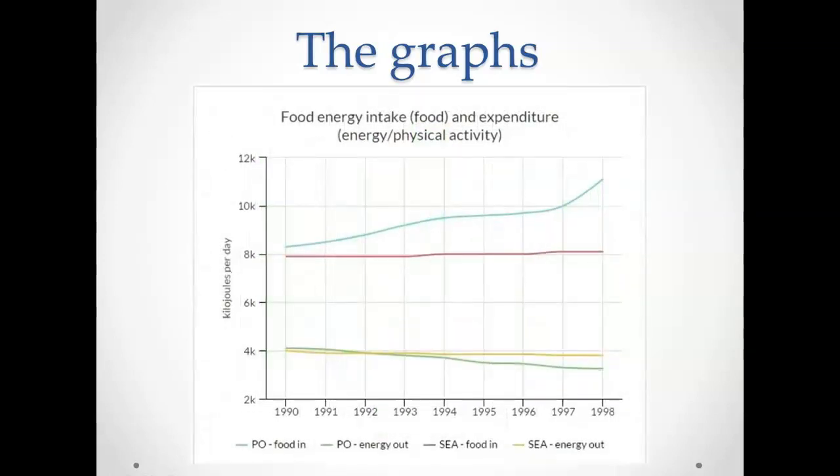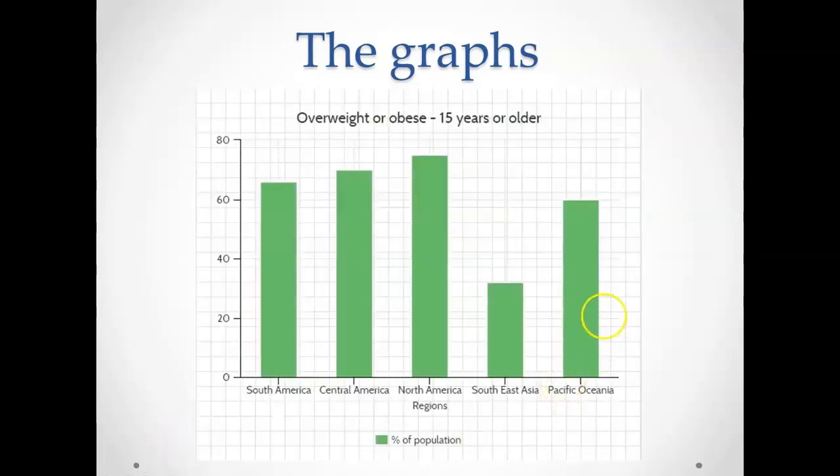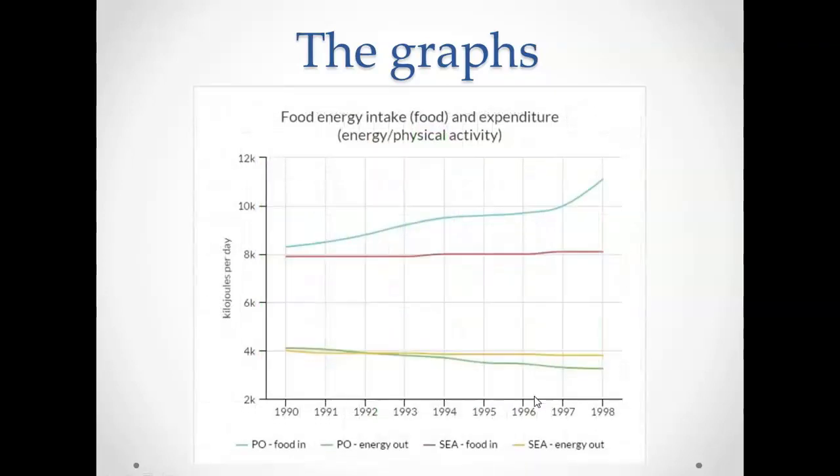Here is the second graph, which is a line graph. Remember, the instructions said this only deals with 2 of the regions. Which regions? We've got PO here and SEA here. What would that mean? PO, Pacific Oceania, SEA must be Southeast Asia. Try to think logically in the test and don't panic. All right.